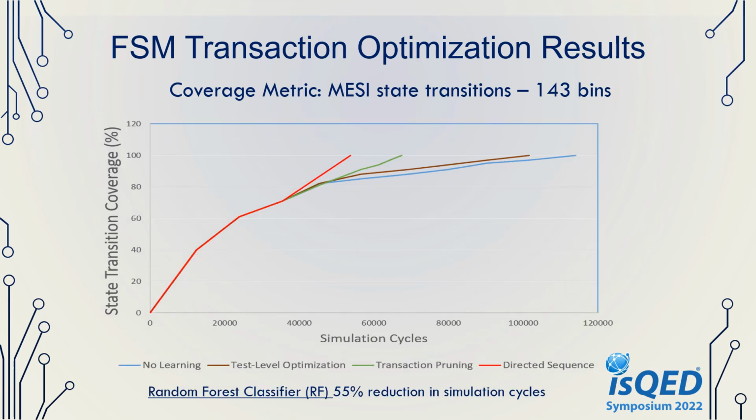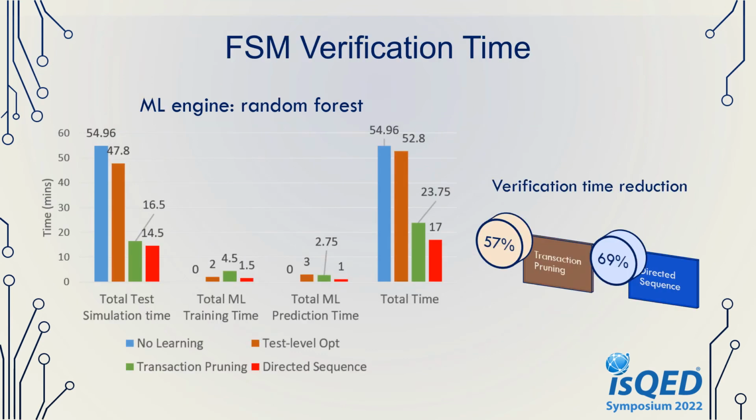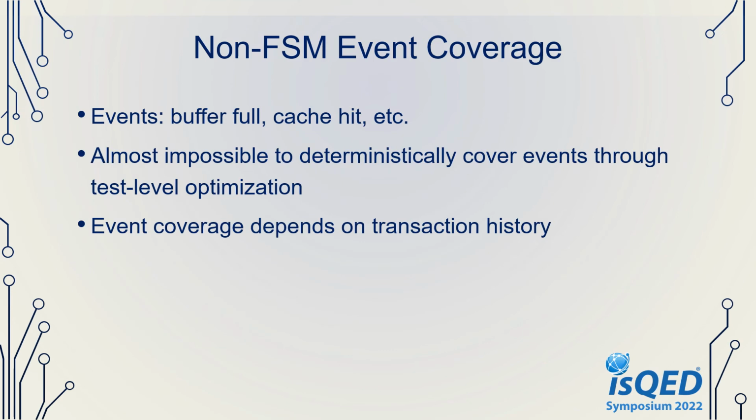And this result is from random forest. We can see a similar trend. So now let's look at the overall time. So this part is the simulation time, this is model training time, and the model prediction time. So we put all of them together, we can still see a significant reduction. So with this directed sequence generation, we can reduce the overall verification time by nearly 70%.